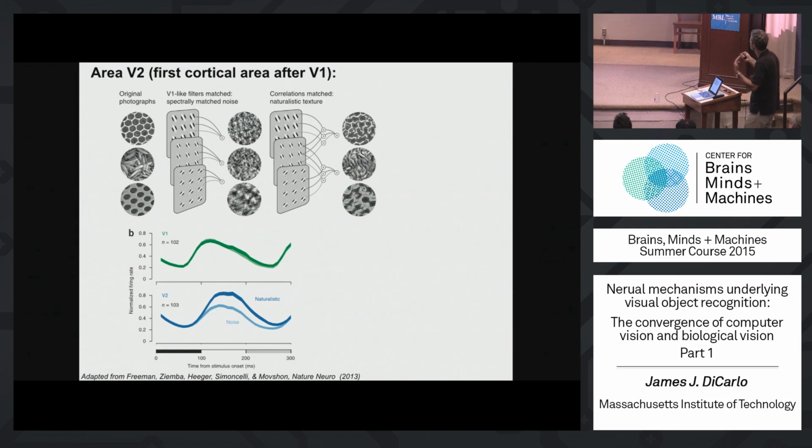And then you start taking cross products of these V1 summary statistics, and you try to match those. What's interesting is you start to get something that looks texture-wise much more like this original image. And this is a big part of what Eero and others did in that work.